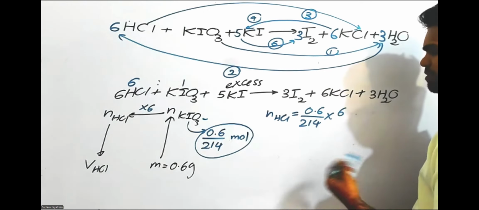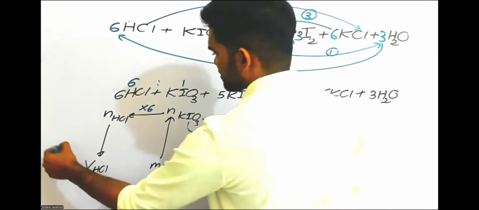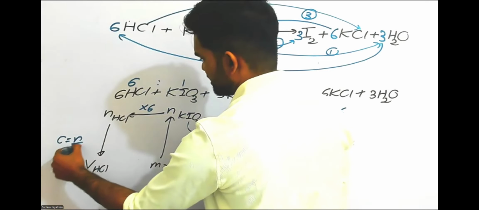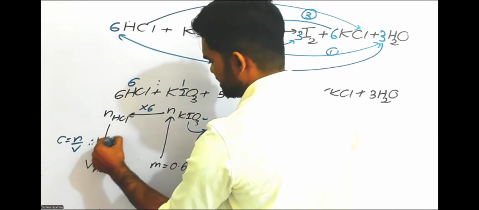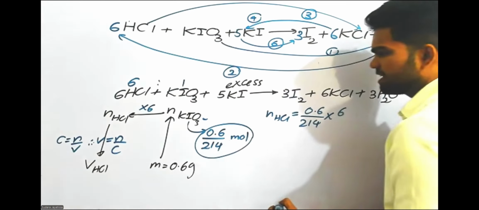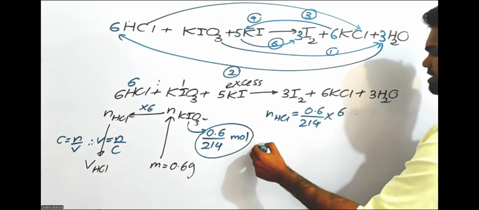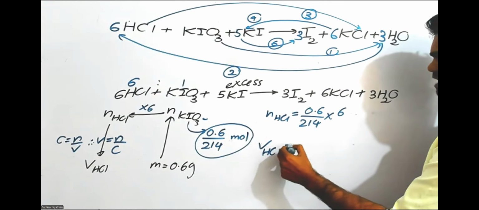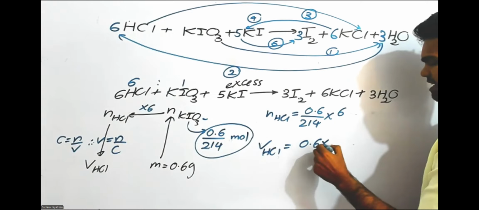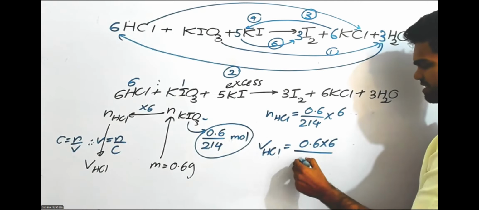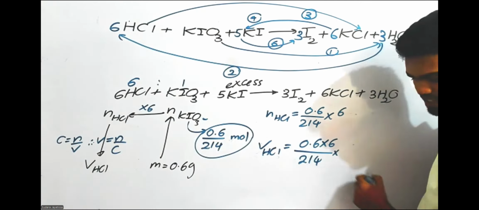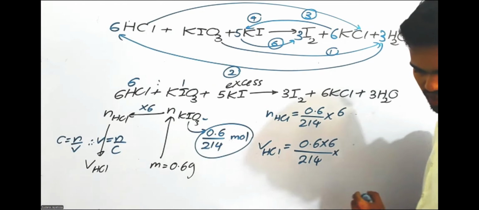Then it is asking for the volume. So how do we get the volume? C equals n over V, therefore V equals n over C. We know the moles, and the volume of HCl can be found by dividing by its concentration. The concentration is 3.0.